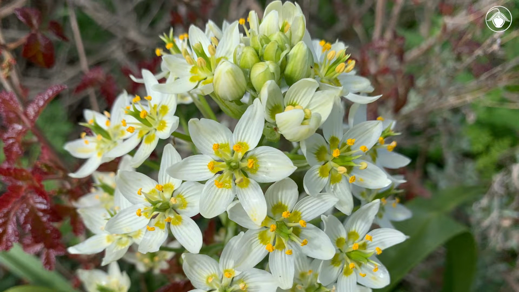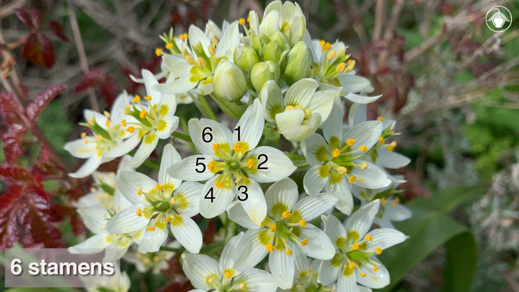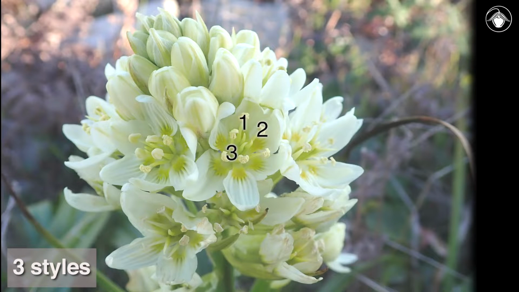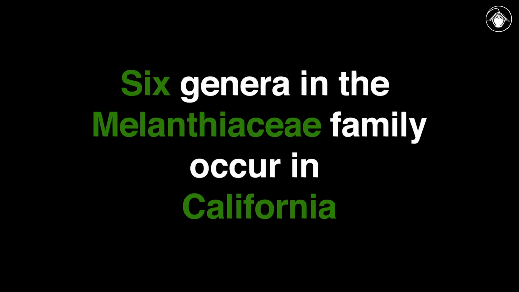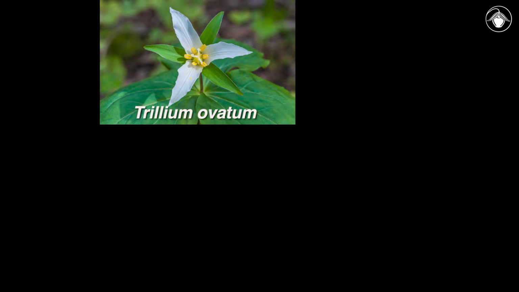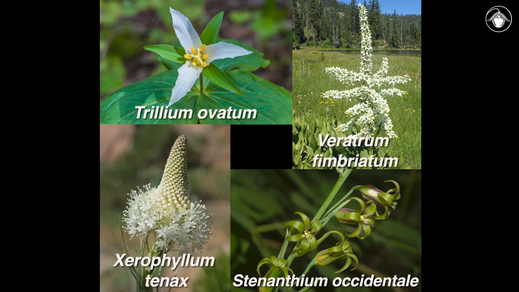Like many monocots, members of the Melanthiaceae have 6 perianth parts, 6 stamens, 3 styles, and a 3-chambered ovary. California is home to 6 genera in the Melanthiaceae family, including Trillium, Veratrum, Xerophyllum, and Stenanthium.